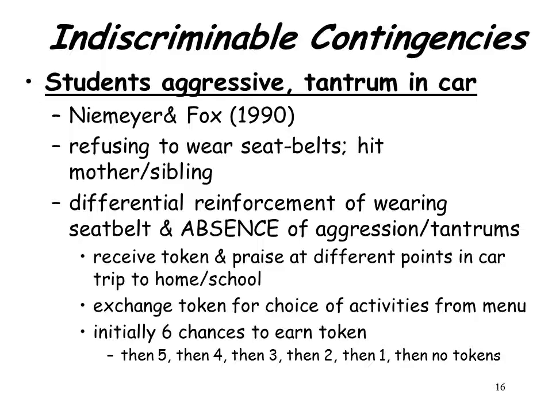Initially, the kid earned tokens at different places along the trip. So if he got to a certain point and he had worn his seatbelt and had not hit anyone, he would earn a token. And there were 6 different places between home and school where he could earn a token. Once he was successful, they faded it so there were 5 places he would earn a token, and then 4, and then 3, and then 2, and then 1.